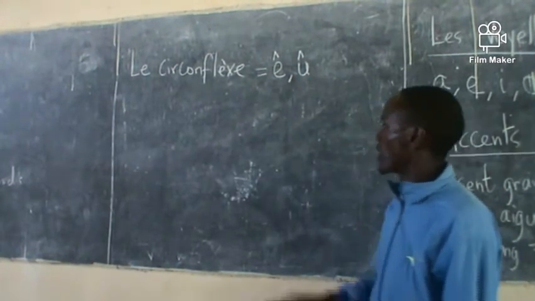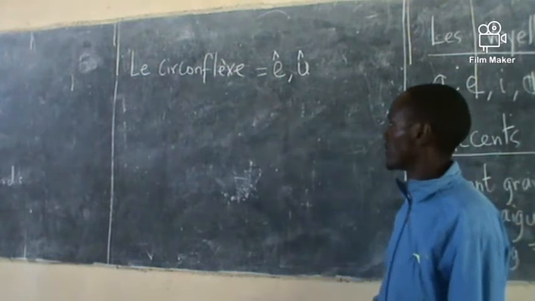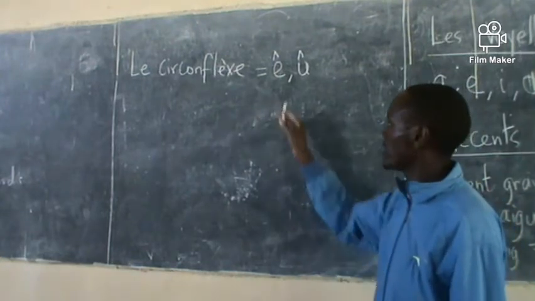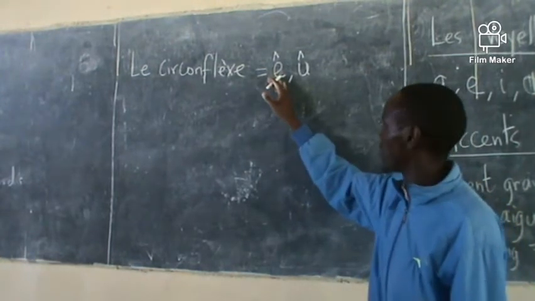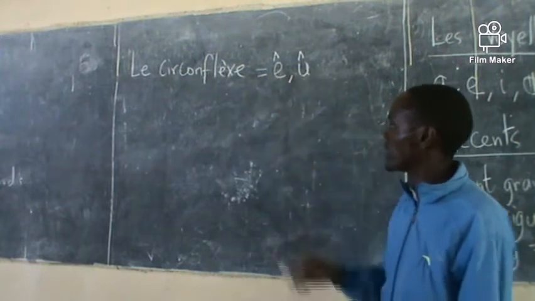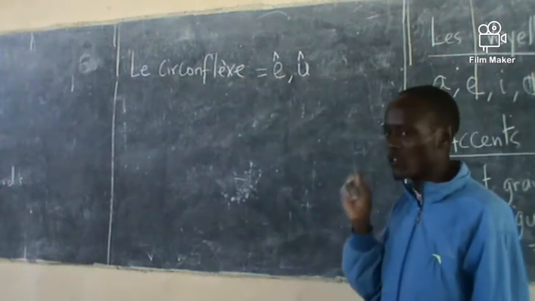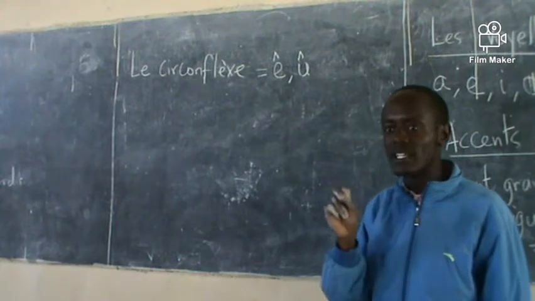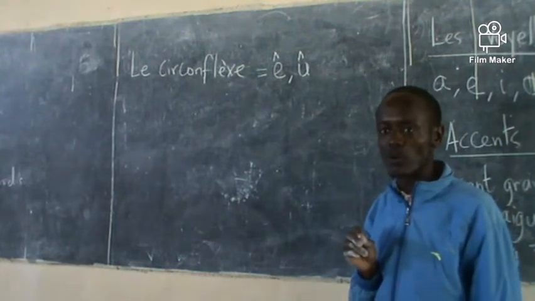And what does the circumflex indicate? It means that when you are writing that particular word that has these vowels, there is a consonant that was omitted to make it easy to pronounce.